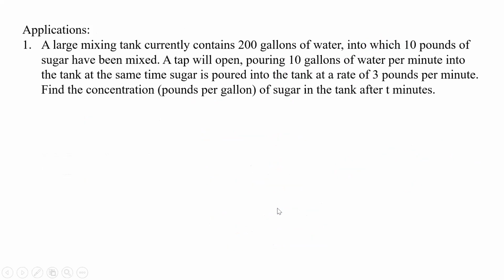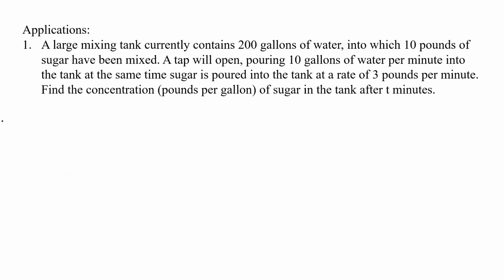All right. So application. So here we have a large mixing tank. So this kind of reminds me of one earlier with the freshmen and the sophomores. Currently contains 200 gallons of water in which 10 pounds of sugar have been mixed. A tap will open, pouring 10 gallons of water per minute into the tank. At the same time, sugar is poured into the tank at a rate of 3 pounds per minute. Find the concentration in pounds per gallon of sugar in the tank after t minutes.